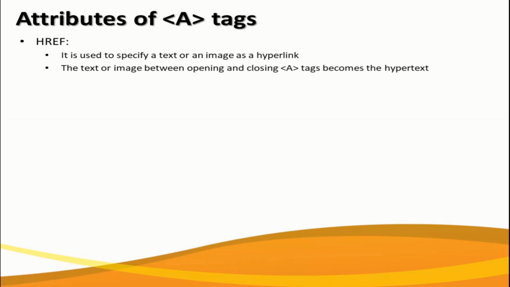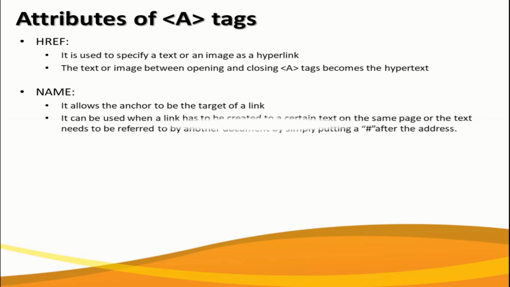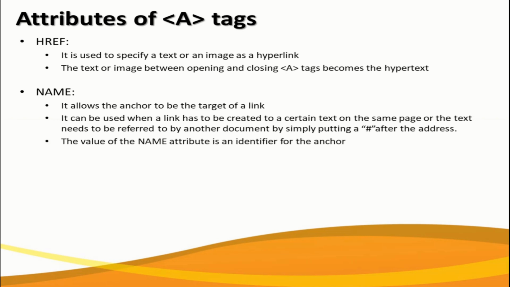Or if you want to navigate on the same web page, then you have to use another attribute, that is the name attribute. It allows the anchor to be the target of a link. It can be used when a link has to be created to a certain text on the same page, or the text needs to be referred to by another document by simply putting a hashtag. It means if you want to browse on the same page and you click on a link, then it will search on that page for the value. If found, then it will navigate to that section. The value of the name attribute is an identifier for the anchor.